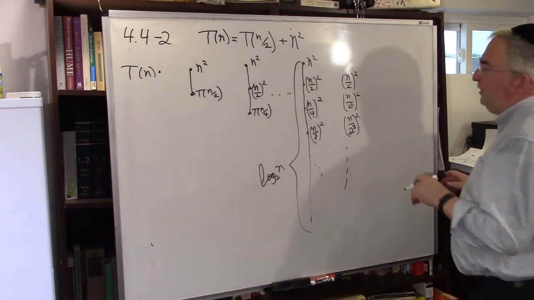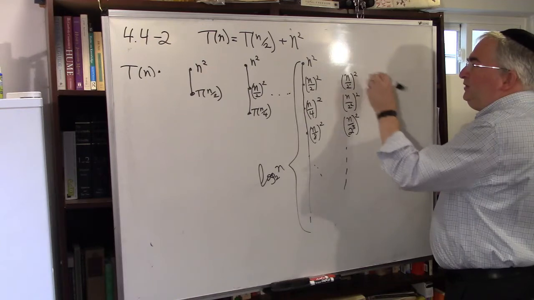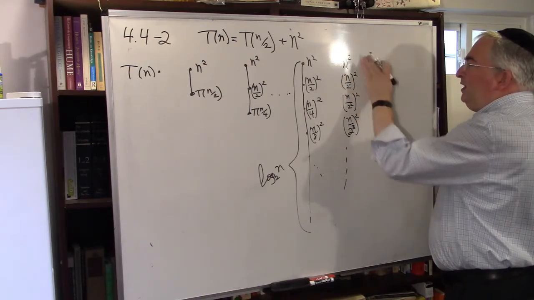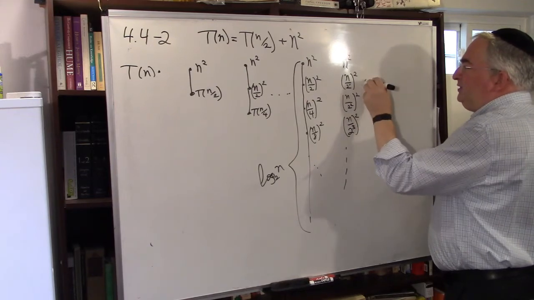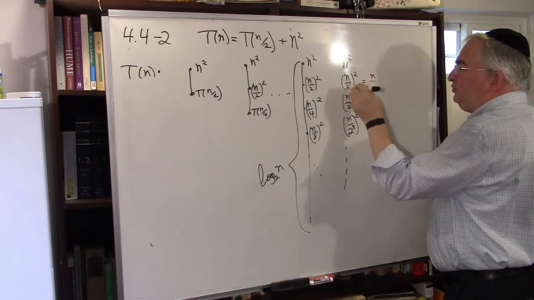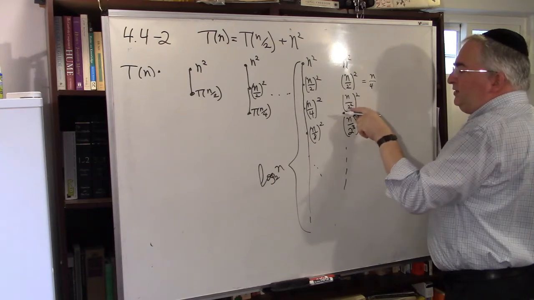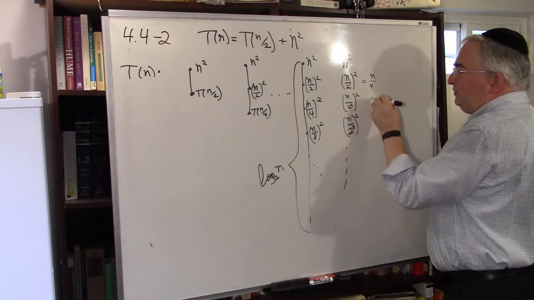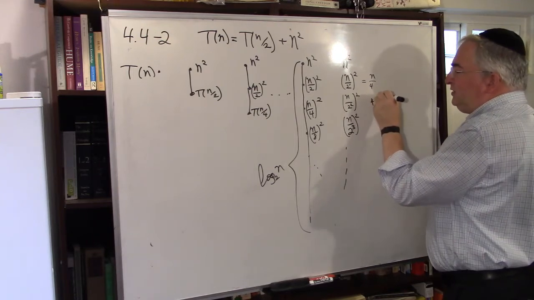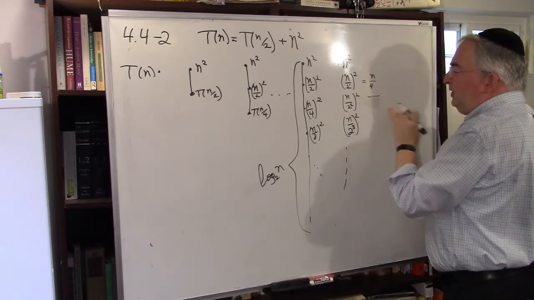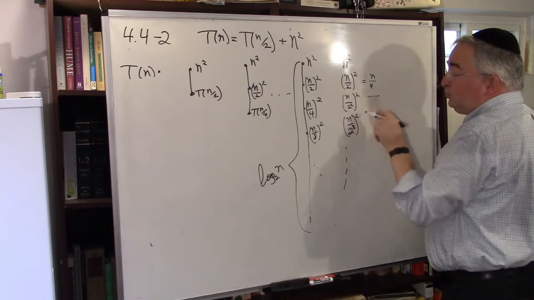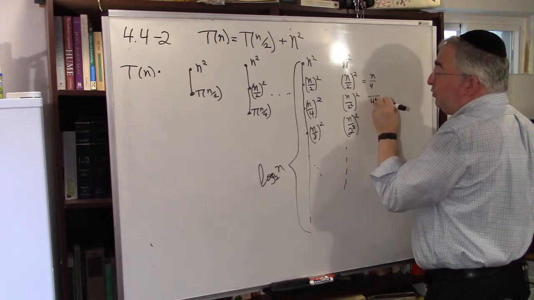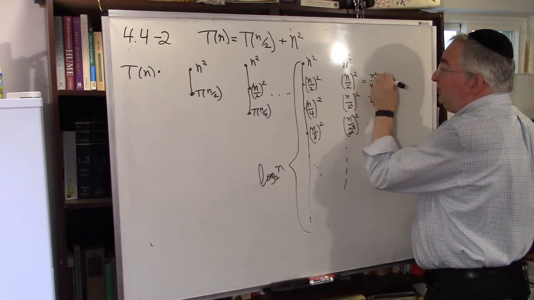I want to do it another way. By the way, this is n squared. This is n squared. So I want to write it another way. n over 2 squared is 4. This is going to be 4 squared is 16. So I'm going to write this as 4 squared with an n squared on top.